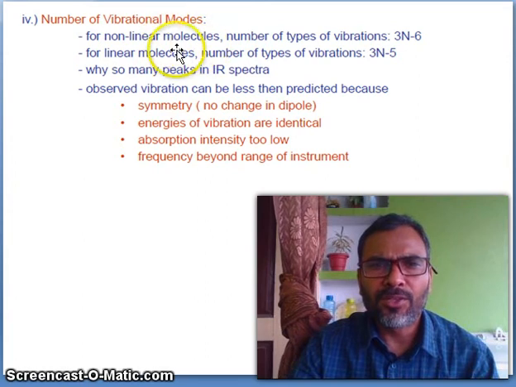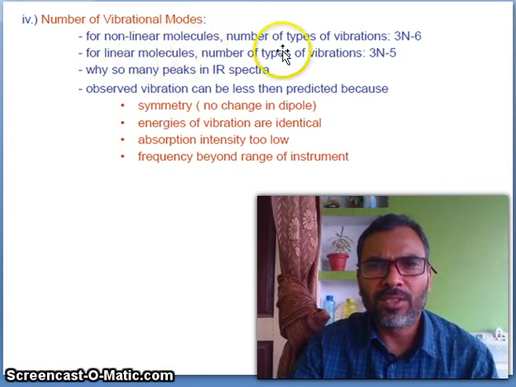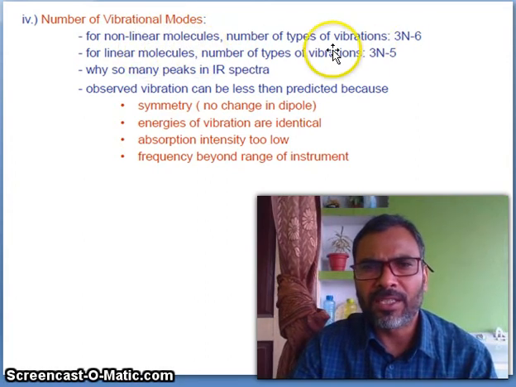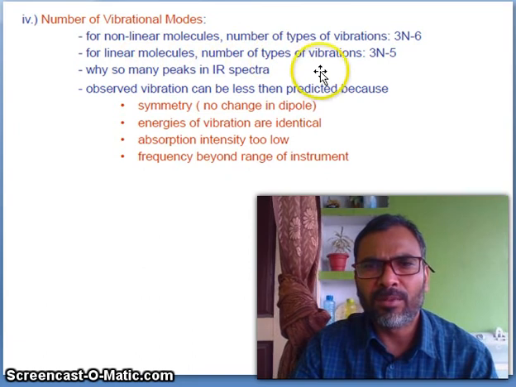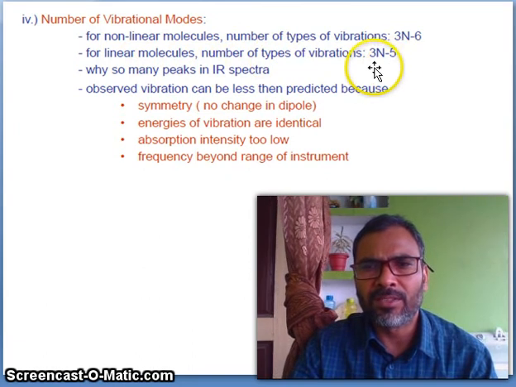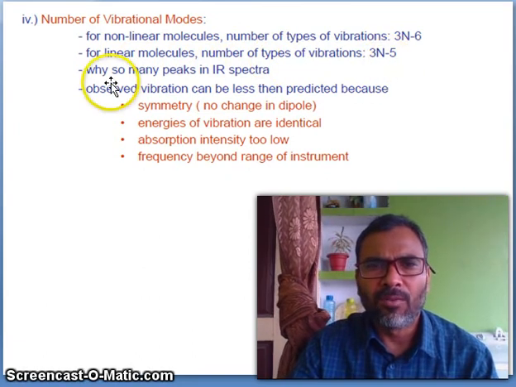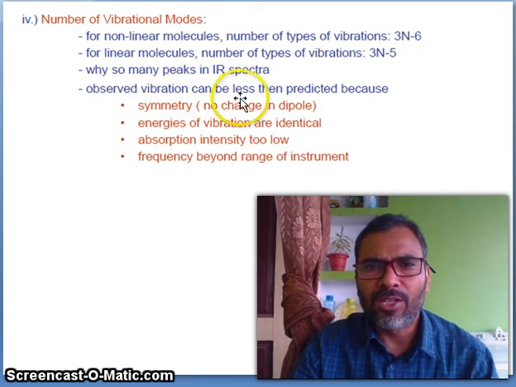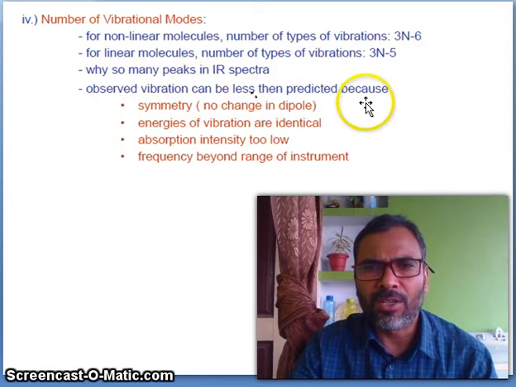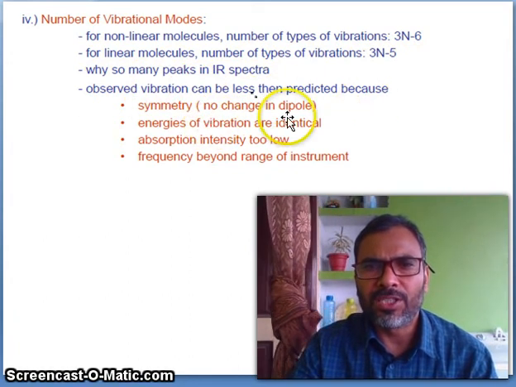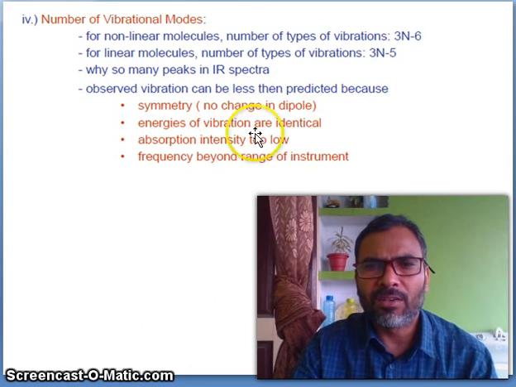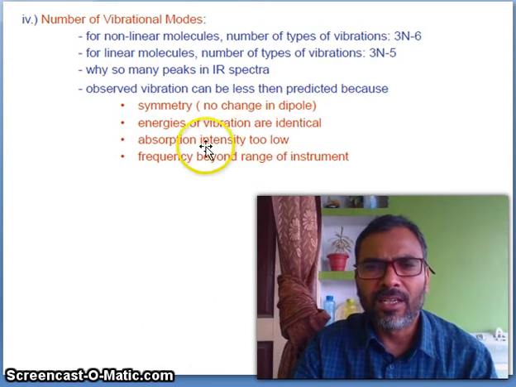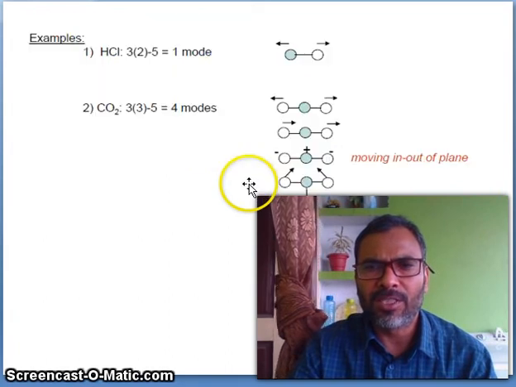Number of vibrational modes: for non-linear molecules, the number of types of vibration is 3n minus 6. For linear molecules, the number of types of vibration is 3n minus 5. Why so many peaks in IR spectra? Observed vibrations can be fewer than predicted because of symmetry, no change in dipole moment, identical energy of vibration, absorption intensity too low, or frequency beyond the range of the instrument.